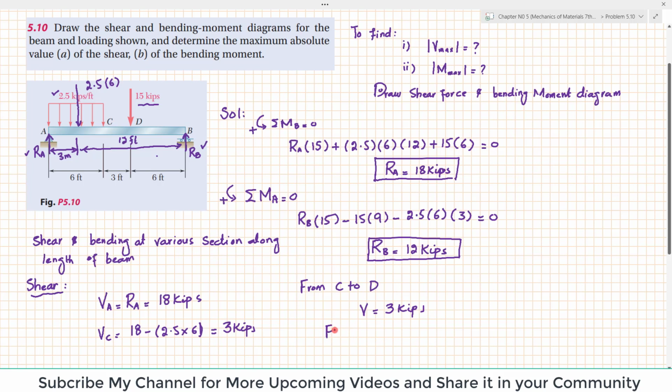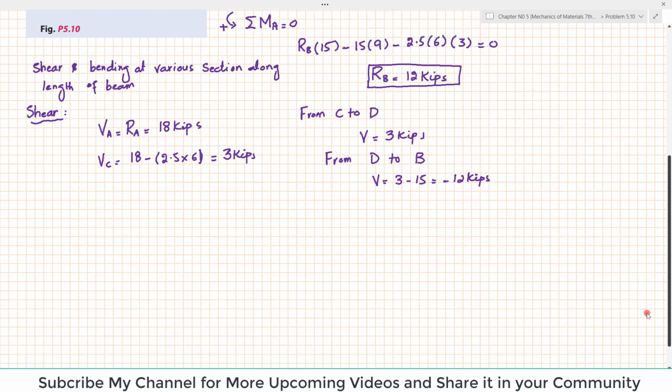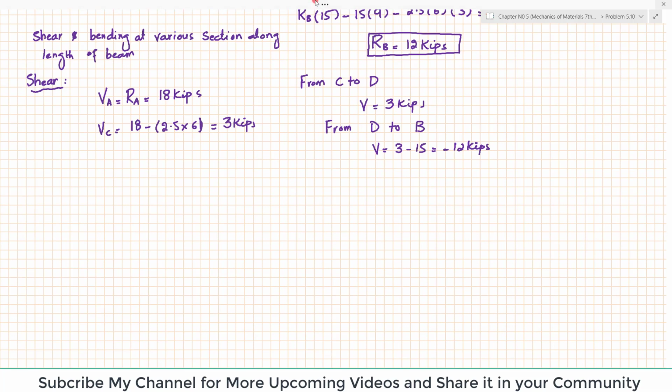From D to B, when you move from D to B, at point D there is 3 kips, so the shear force will be equal to 3 minus the load at point D, which is 15 kips. So 3 minus 15 will be equal to minus 12 kips. Okay, so now let's move and plot it over the shear force diagram.